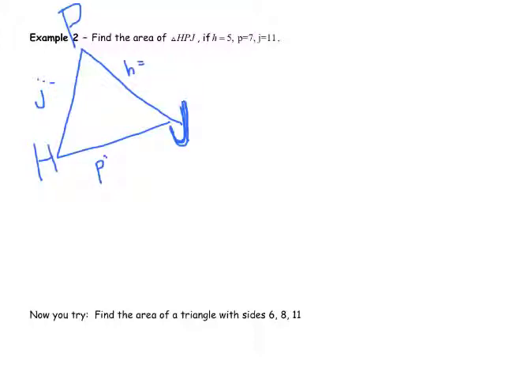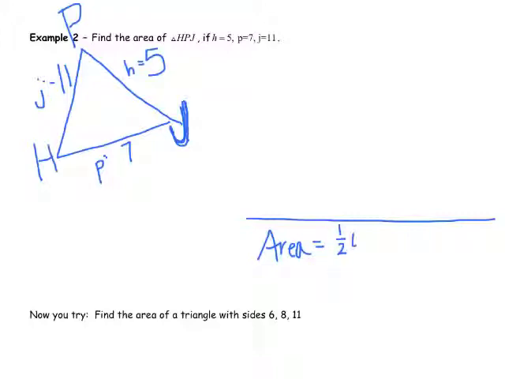All right, so H is 5, J is 11, and P is 7. In this problem, if you notice, it gives you all 3 sides but no angle, which is not good for our area formula, because our area formula needs an angle. So it's 1/2 side, side, sine of the included angle. I don't have an angle, so we need to find an angle before we can really start.